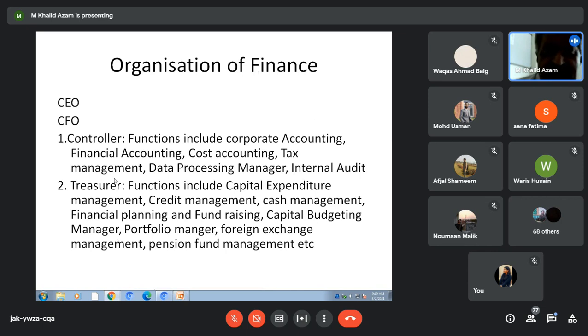Controlling function is related with the accounting side, which is based on your accrual system, and it will start from your journal, ledger, trial balance, profit and loss account, balance sheet, appropriation account, and all the things related with tax management, data processing, and internal audit, costing, batch costing, process costing, many types depending upon the nature of industry and all. So this is the controller side.